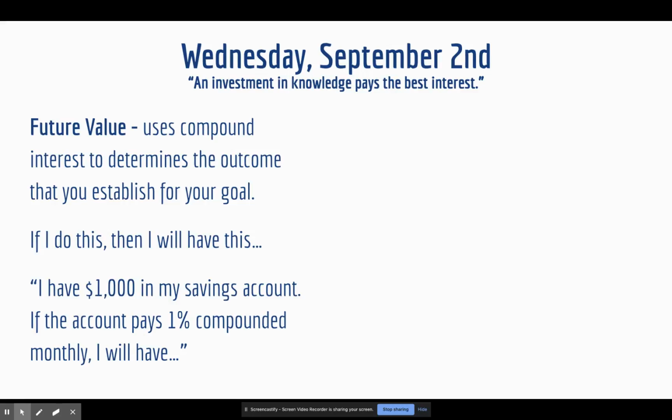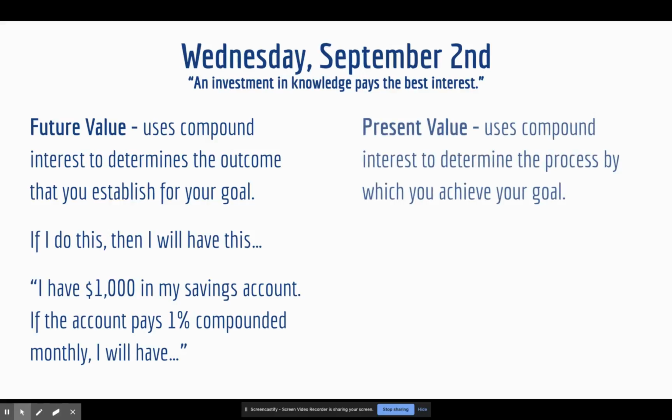I have $1,000 in my savings account. If the account pays 1% compounded monthly, I will have X amount of dollars in X amount of years. That's what we mean by future value. We have money now and we're looking forward, or we're trying to predict how much money I will have in the future. Now, we'll get to some issues regarding future value in just a moment.